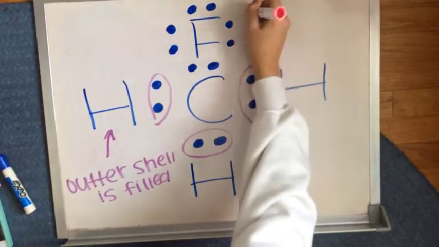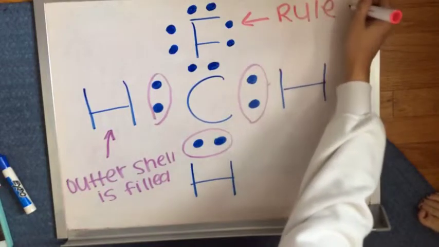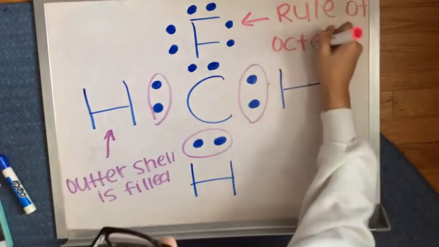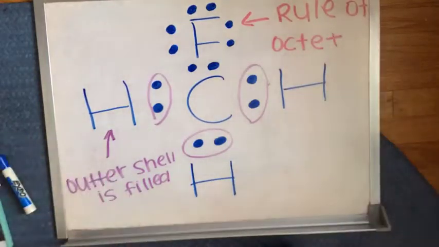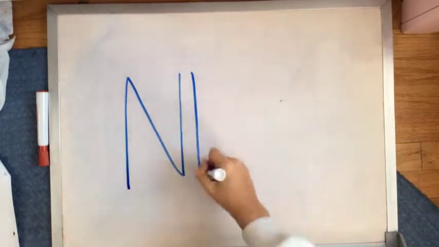Fluorine then follows the rule of octet, which means that it has 8 electrons in its outermost shell. Here you can see that by the 8 dots, or electrons, which means we drew this correctly. And you're done with your fluoromethane molecule. Next, you can work on your Lewis dot diagram of NH4+.